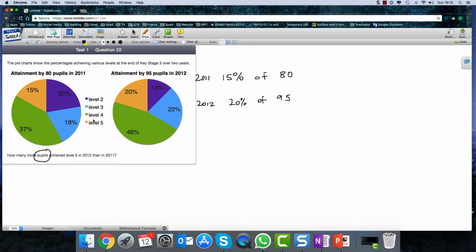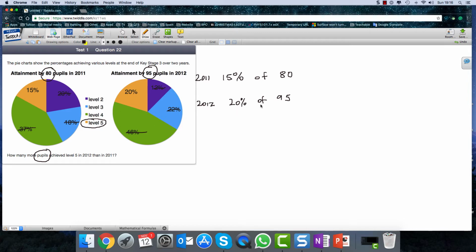Well, first of all, for level 5, you need to make sure that you're looking at the right colour. Picking the wrong colour is a really bad mistake. That's something you really need to eradicate pretty quickly. It's easily done, but you've got to be quite precise with these. And where did I get the 80 and 95 from? Well, there are these two numbers up here. Very important. You'll see in the next question that those two numbers are not important at all.